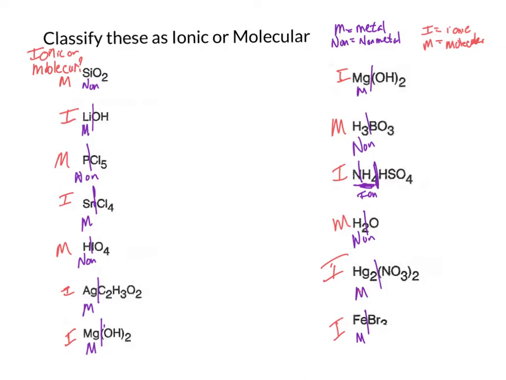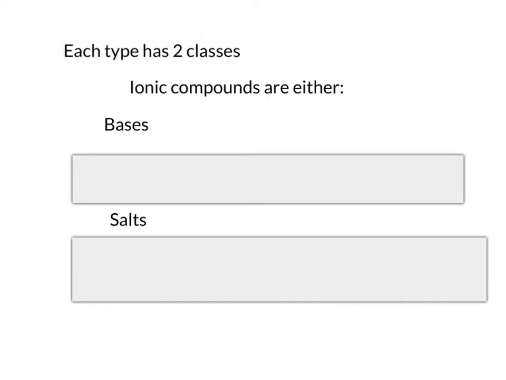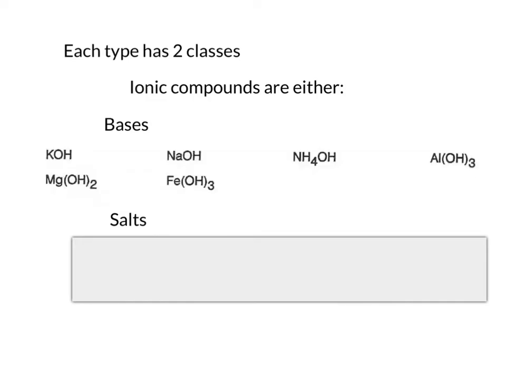How did you do? Each of the types of compounds that I've mentioned have 2 classes underneath them. So ionic compounds have bases and salts. I'd like you to look at the compounds and see if you can identify what is in common with the bases. So first note that these all start with a metal or ammonium. Then afterwards I want you to see what they're ending with. Pause the video while you write the answer. That's right, they all ended with hydroxide.